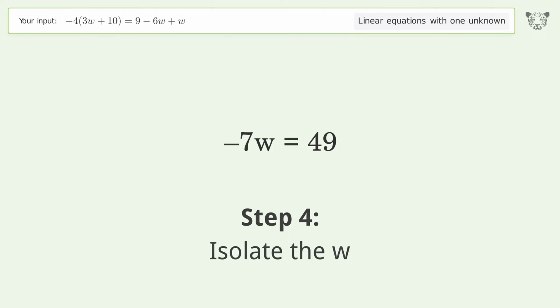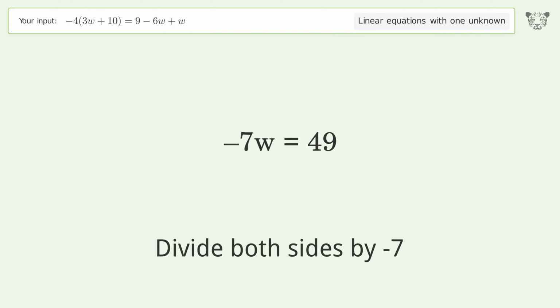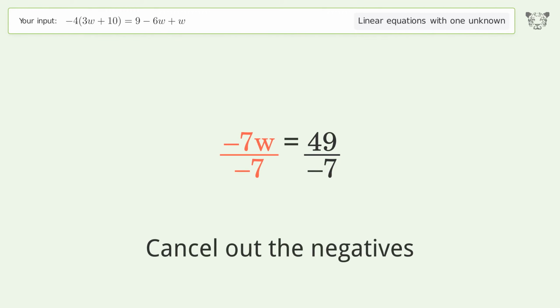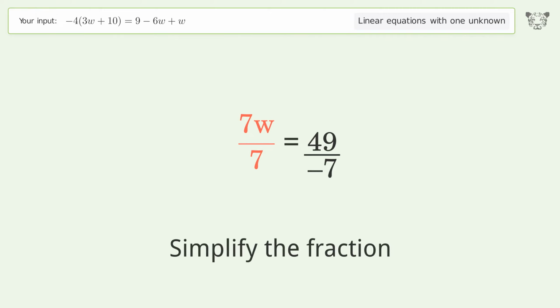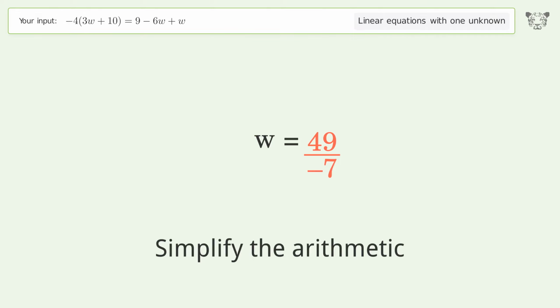Isolate the w. Divide both sides by -7. Cancel out the negatives. Simplify the fraction. Simplify the arithmetic.